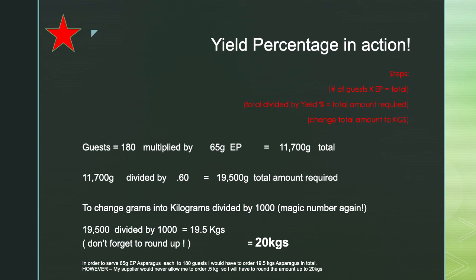In actual fact, the answer to my question is, if I have 180 guests and I want each guest to have 65 grams of asparagus on their plate, trimmed and cooked beautifully, I am going to have to buy 20 kilos of raw asparagus to process down in order to feed all of my 180 guests the 65 grams that I want them to have. It's brilliant stuff. Once you get this, it's incredible what you can do with it, and you're always going to be making money. You're always going to be able to buy the correct amount.